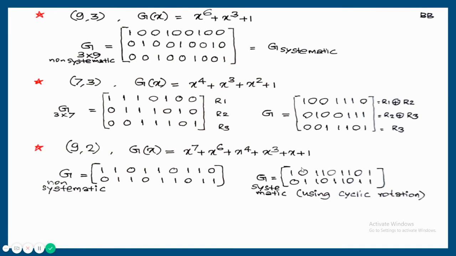And here we are calculating the systematic result. Here I applied the cyclic rotation method, and our requirement is that for the first case the first 2 bits should be 1 0, and for the second case the first 2 bits should be 0 1. That we are able to get by rotating this row. So the cyclic property is used here for getting this answer.